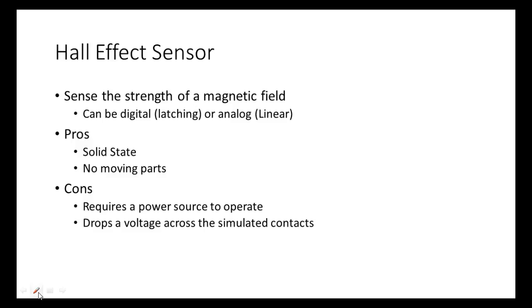We'll look at capacitive and inductive sensors. And capacitive and inductive sensors are two wire sensors. So they drop more voltage so they can generate enough power, but they'll drop a couple of volts. But a Hall effect usually drops probably less than a volt.